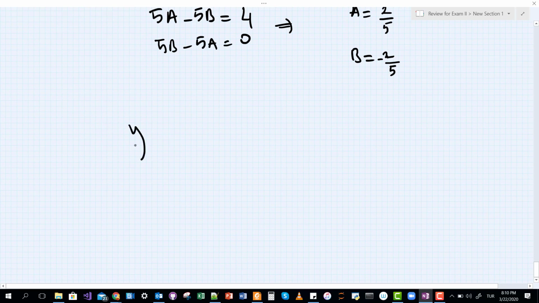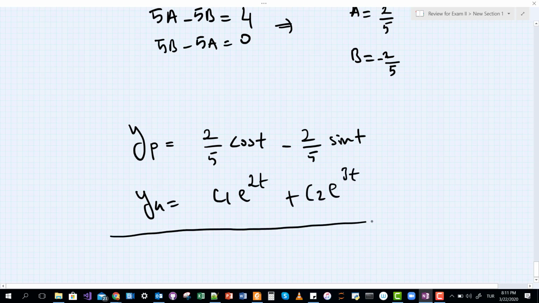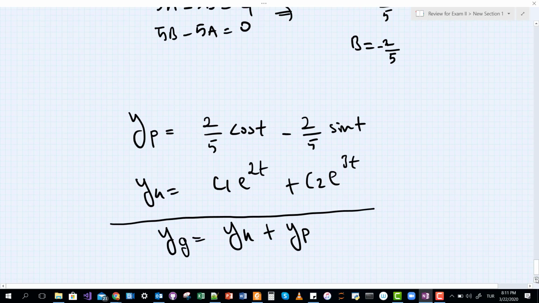So at the end of the day, my yp is going to be equal to 2 over 5 cosine t minus 2 over 5 sine t, and my homogeneous part of the solution was equal to c1 e to the 2t plus c2 e to the 3t, right? And to get the general solution, since I was asked for the general solution, it is going to be equal to the homogeneous part plus the particular solution. Okay? Let's look at another example.